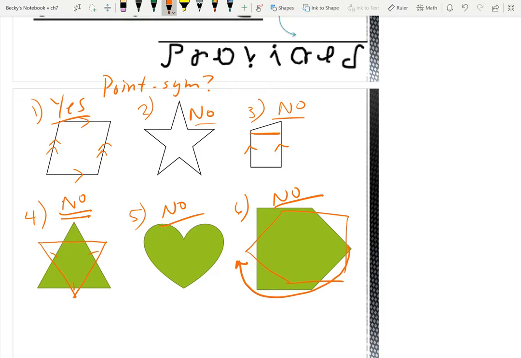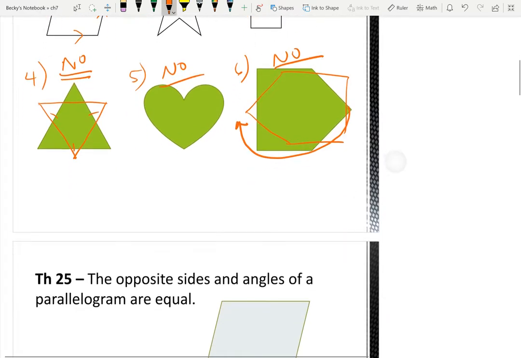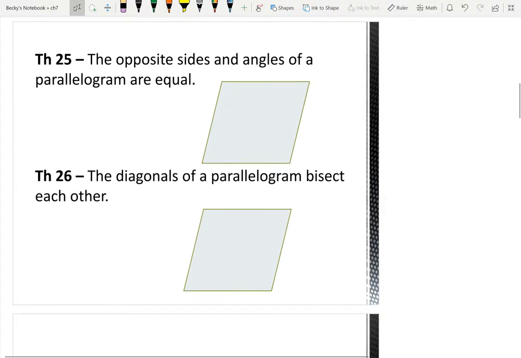Now, would a square and a rectangle? Sure, because technically those are parallelograms. So those do have point symmetry. So let's jump into theorem 25 and 26.